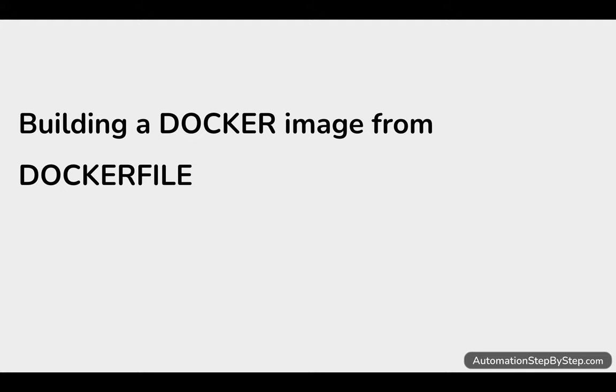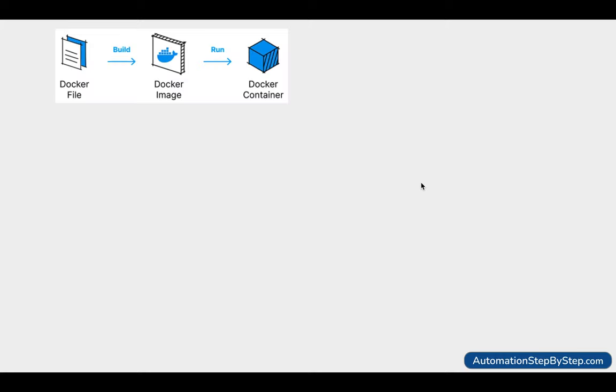We are going to create a Docker file. We will create an image from the Docker file, and then finally we are going to run the image and create a Docker container, and we will access our application on a web browser. So this is what we are going to do. We will create a Docker file, we will build the Docker file that will create a Docker image, and then run the Docker image to create a Docker container. And this is generally what we do with Docker in our projects.